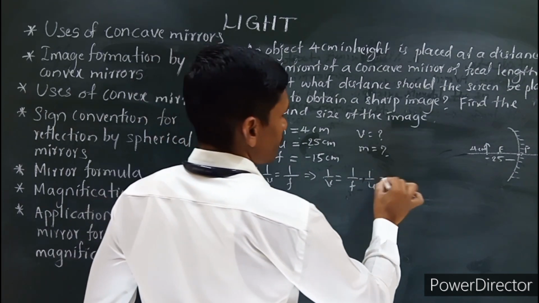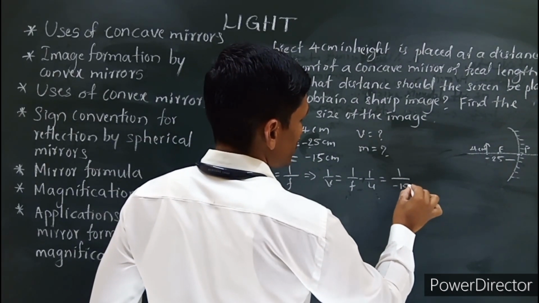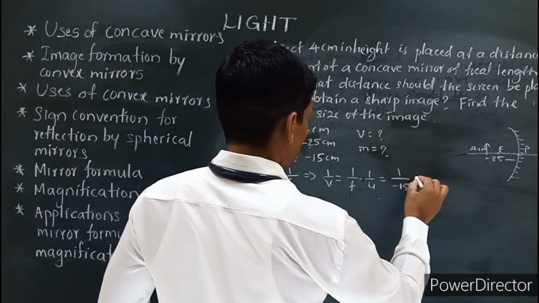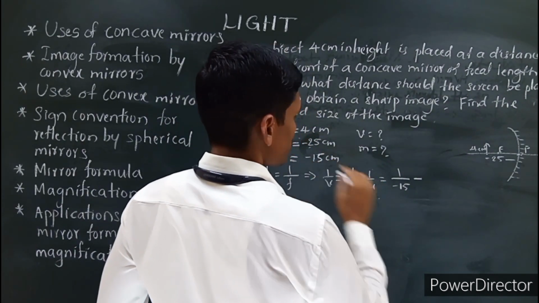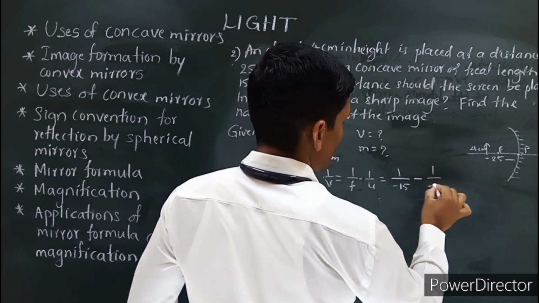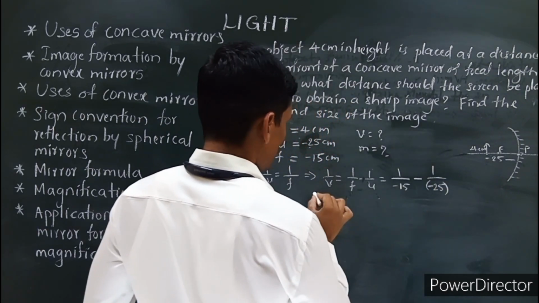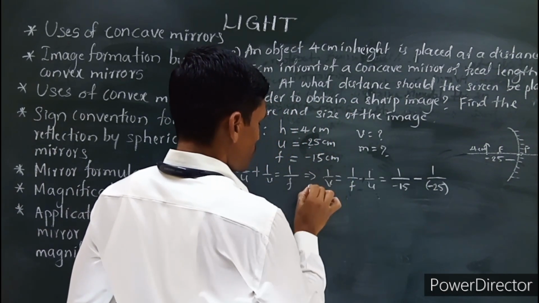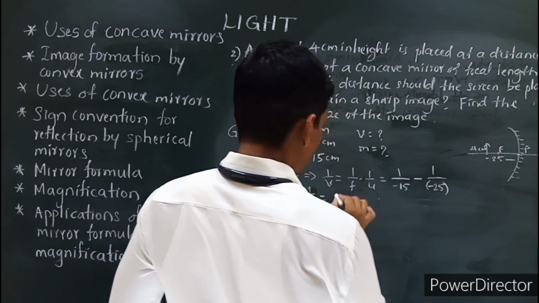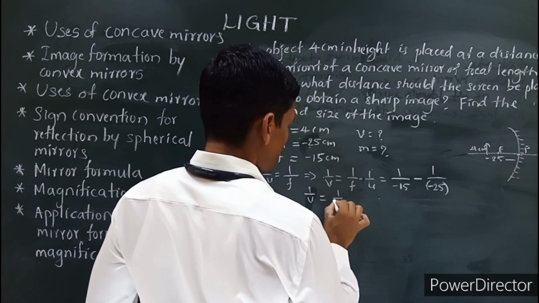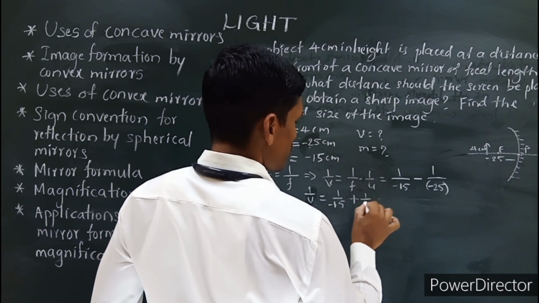Now 1 by f is how much here? f is minus 15 centimeter. Here minus 1 by u is what? u is minus 25, so 1 by minus 25 we have, right? Now after simplification, what do we get here? 1 by v will be equal to 1 by minus 15, minus into minus becomes plus, 1 by 25.